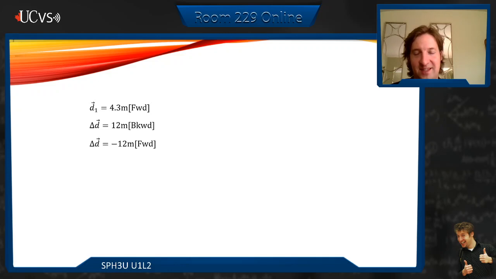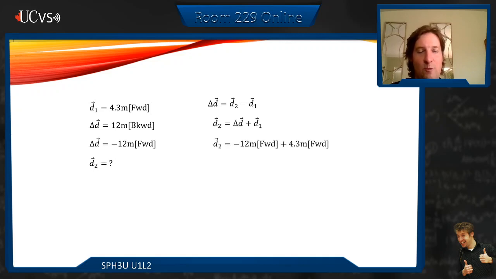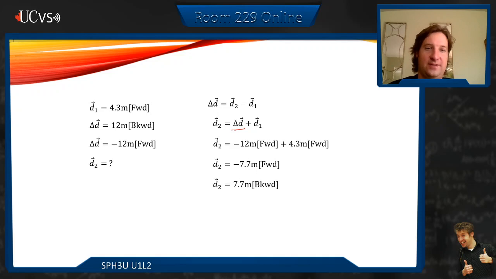Okay? And now it becomes quite straightforward because we're still looking for D2, same idea, but this time when we substitute in our displacement, it's negative. So we end up with a negative answer of negative 7.7 meters forward, or if you want to make things easier, if you don't like that negative 7.7 forwards, just say positive 7.7 backwards.